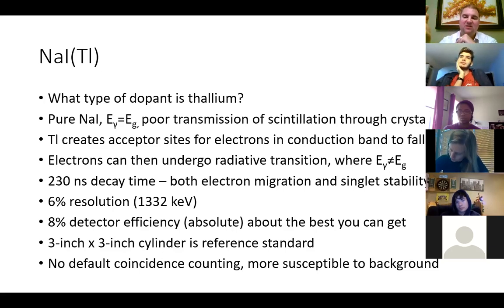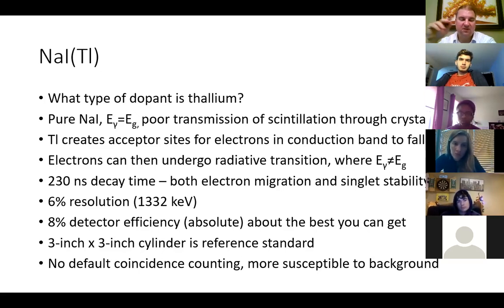And it doesn't match as well the electronic properties of the crystal itself, so it's more likely to get transmitted all the way through the crystal to the photomultiplier tube. Okay? So the energy then of the emitted photons, or the fluorescent photons, does not match the energy gap between the valence and the conduction band. So even though you have a few localized acceptor levels, there's a small enough number of those that the photons you do emit from this process are less likely to be absorbed by the crystal.